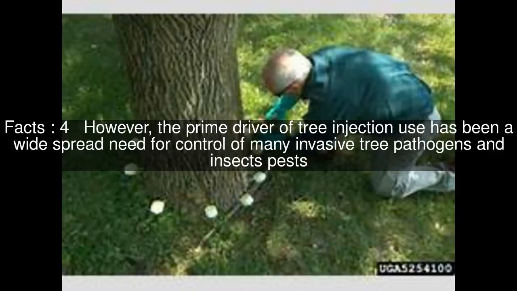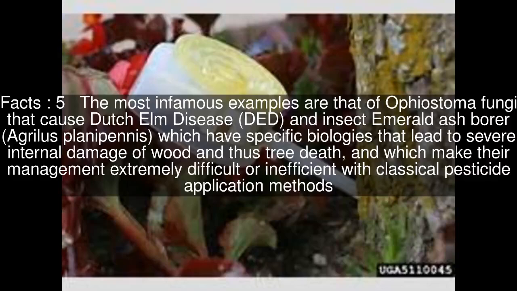However, the prime driver of tree injection use has been a widespread need for control of many invasive tree pathogens and insect pests. The most infamous examples are that of Ophiostoma fungi that cause Dutch elm disease, DED, and insect emerald ash borer, Agrilus planipennis, which have specific biologies that lead to severe internal damage of wood and thus tree death, and which make their management extremely difficult or inefficient with classical pesticide application methods.